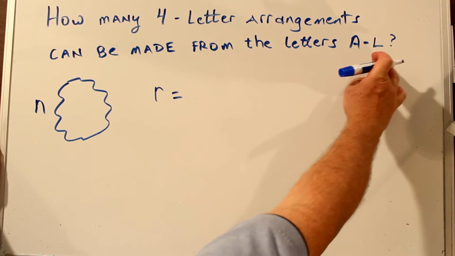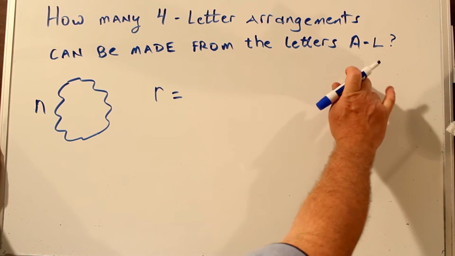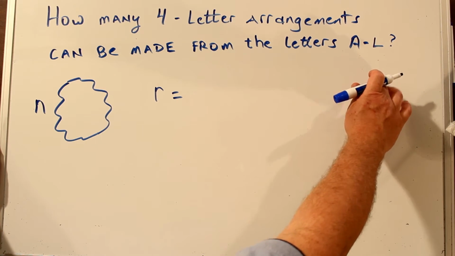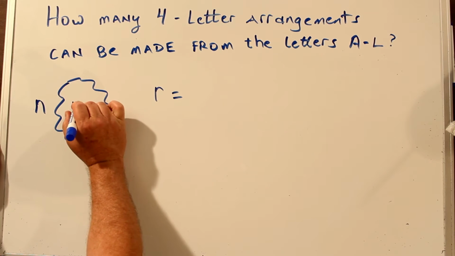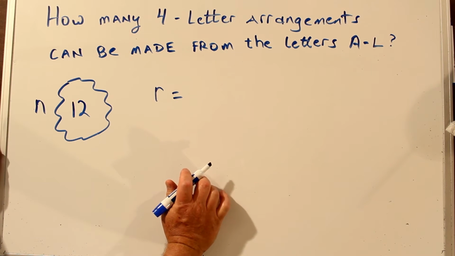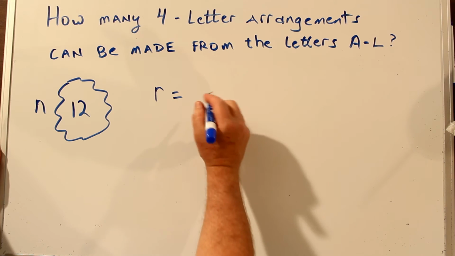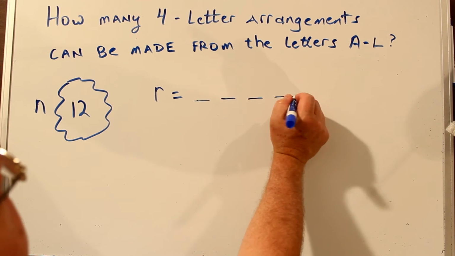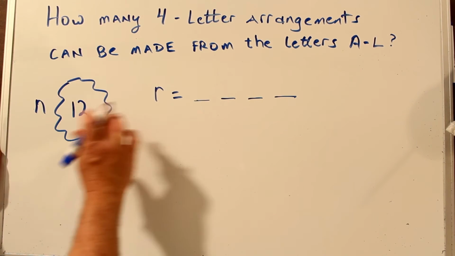Well, the letters A through L. You can go A, B, C, D up to L, and you'll find L is the 12th letter. So we're talking about 12 letters in our universe, and we want to see how many 4-letter arrangements there are. So we're going to be choosing 4 at a time. So r is 4. n is 12, r is 4.